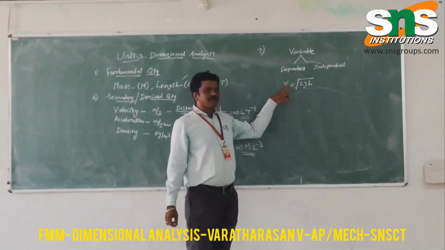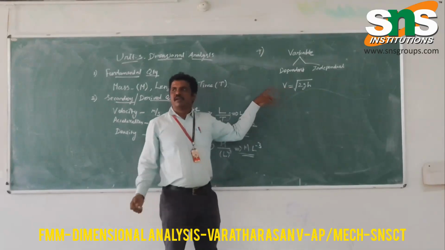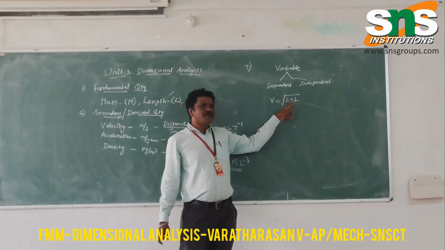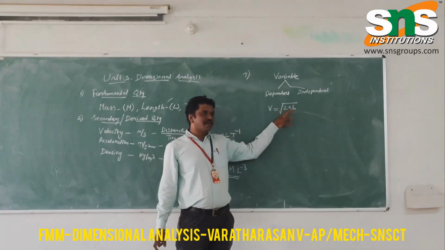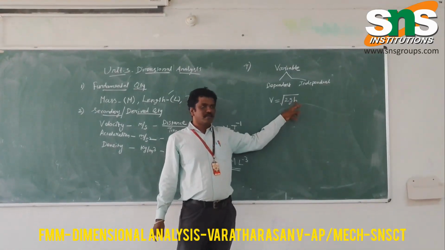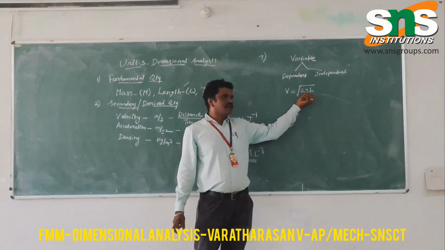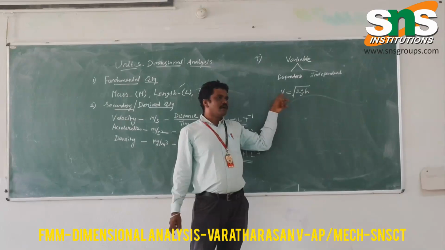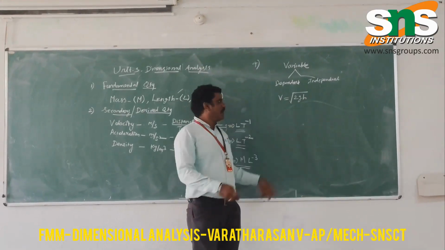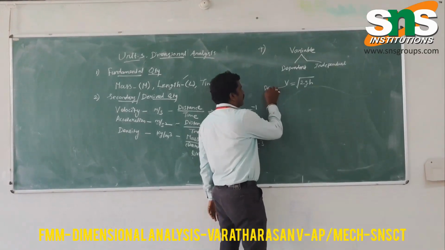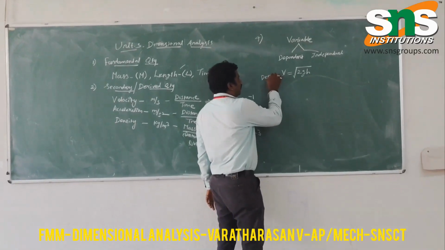Here v, the velocity, will be a dependent variable. It will be related to what? G, the acceleration due to gravity, and the head. So these are the variables which can be related to velocity. That's why in this equation v is represented as the dependent variable.